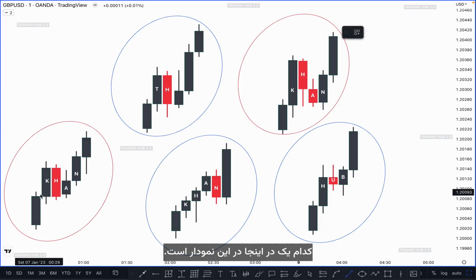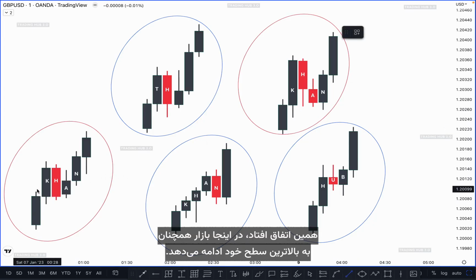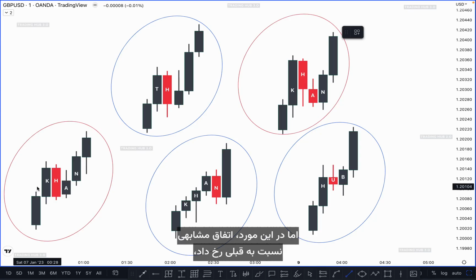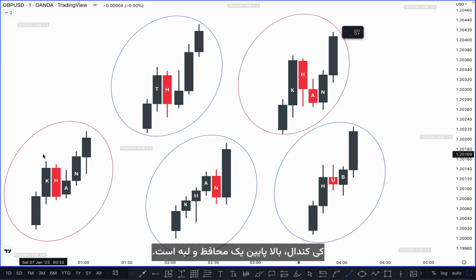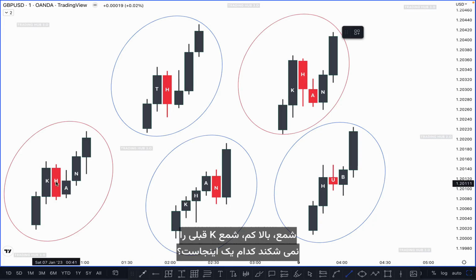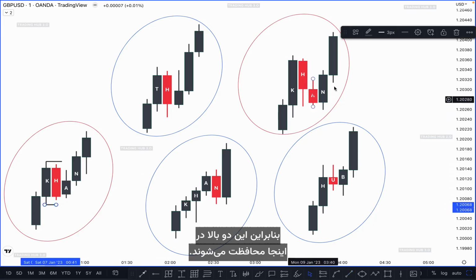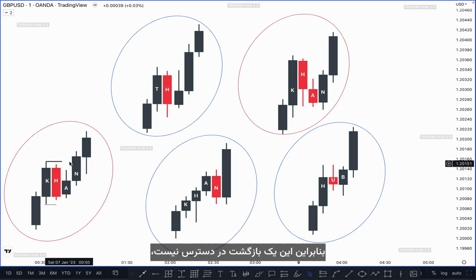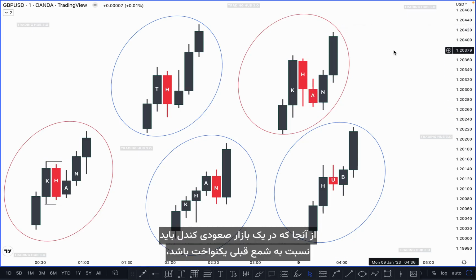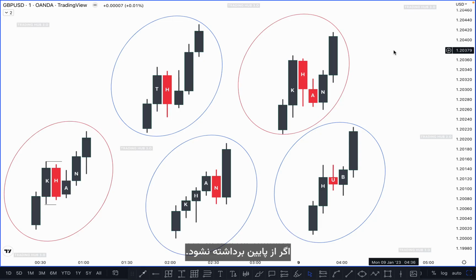In this diagram, the same thing happens. The market continues pushing to a higher high, but in this case, similar to the previous one, the K candle high and low are protected, and the H candle high and low do not break the previous K candle, which is here. So these two highs are protected, and this is not a valid pullback. Why? Because in a bullish market, the candlestick must take out the previous candle low. If it does not take out the low, this is not a valid pullback.